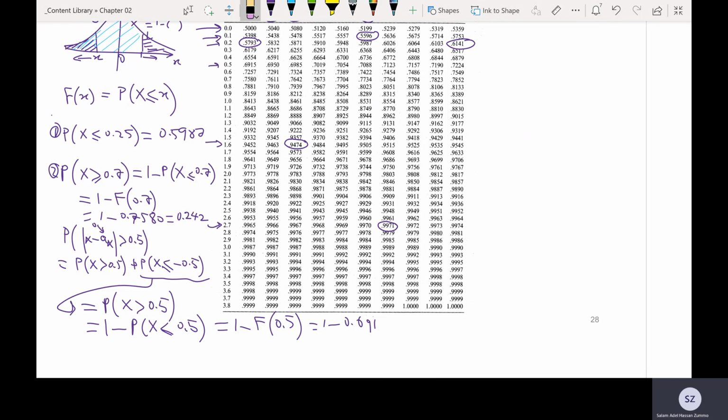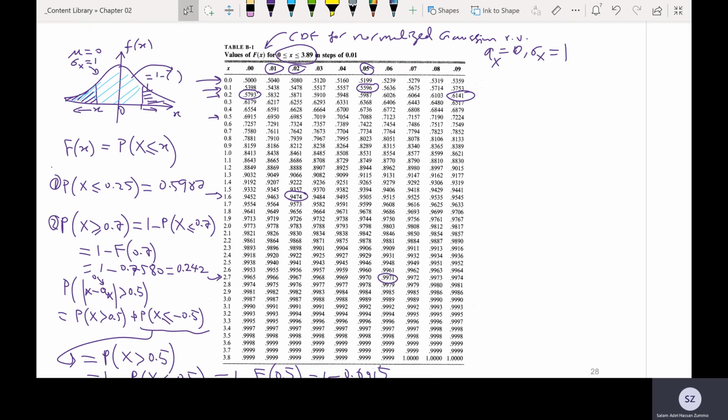How did you do it? Always the easiest way not to make mistakes here is to remember the curve. And what does this represent? F of X represents the area under the curve to the left, whether X is here or here or here. Now the table gives you positive. However, if you have negative, you need to take the image, which is 1 minus.